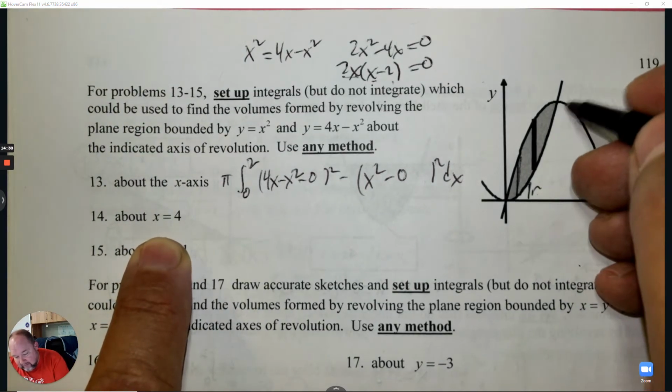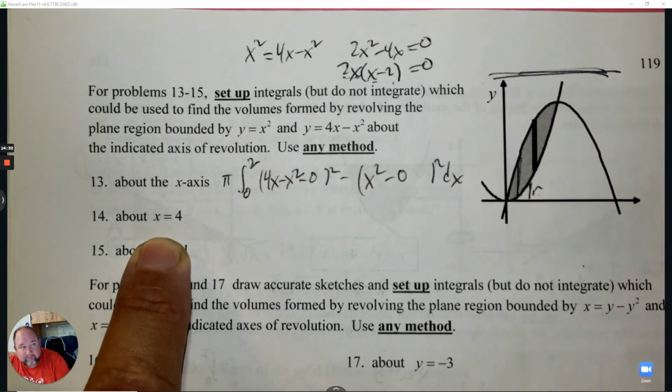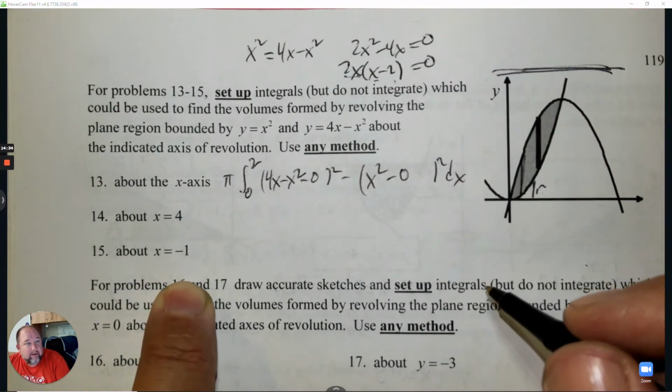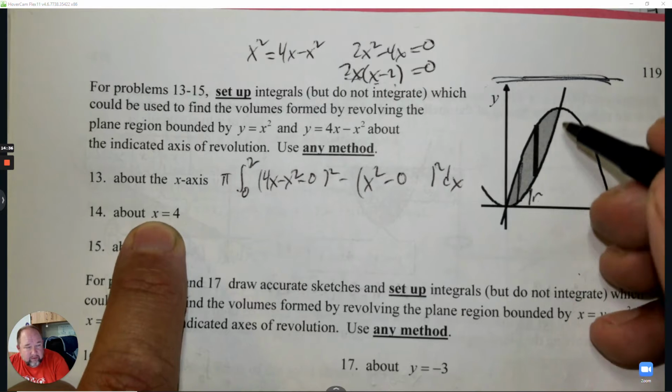About the line x equals 4, which is up here. And again, I'm just going to use a washer here.